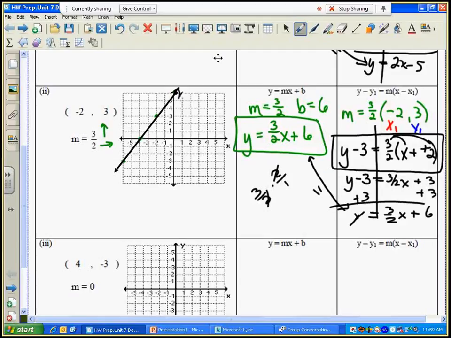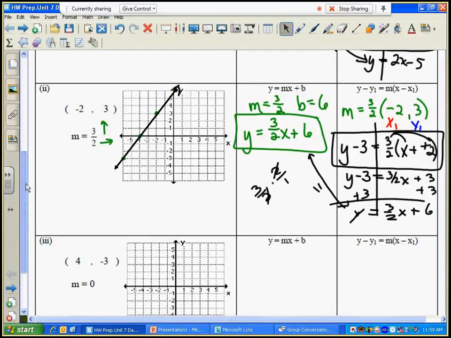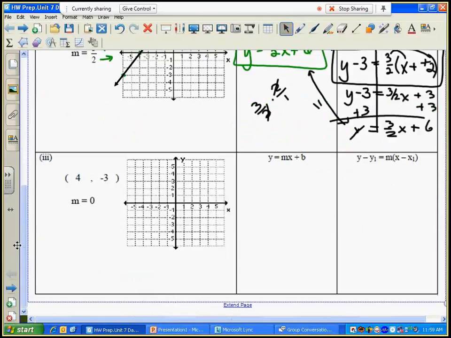let's do the last one together. We have the point 4, negative 3. We have a slope of 0. Write that down for me. 4, negative 3 is here. Now, slope of 0. Remember, that's different than no slope. Slope of 0 does actually have a value. Okay, so it's not positive, it's not negative. It's in the middle of those two. What we get is a horizontal line.